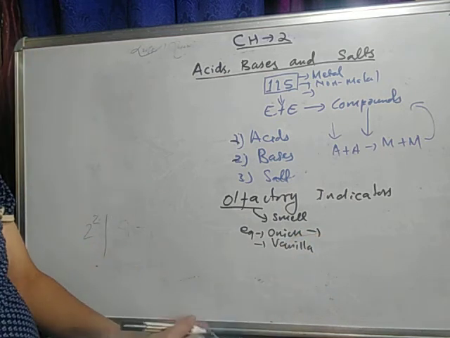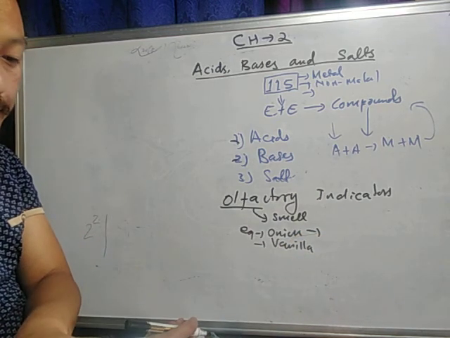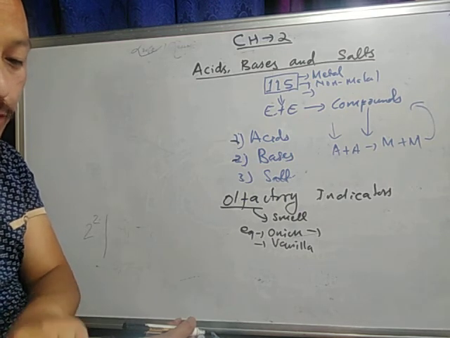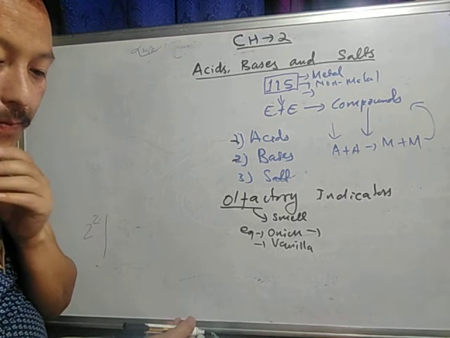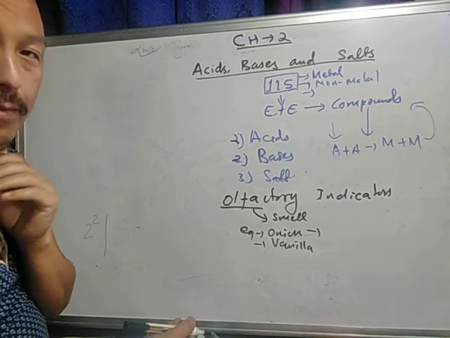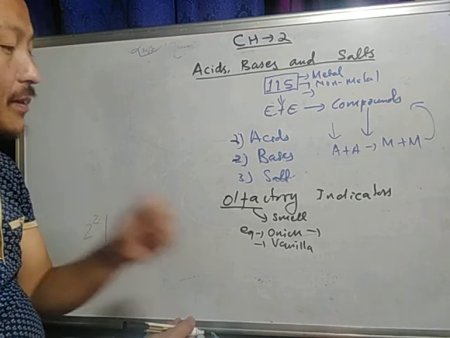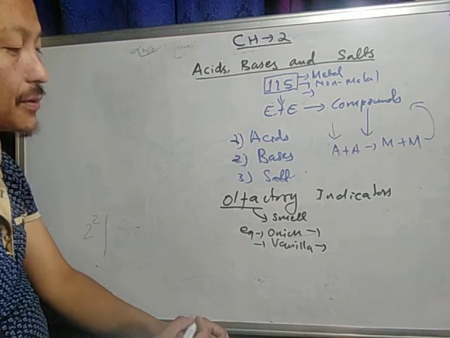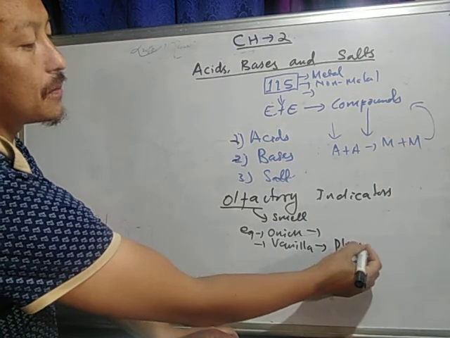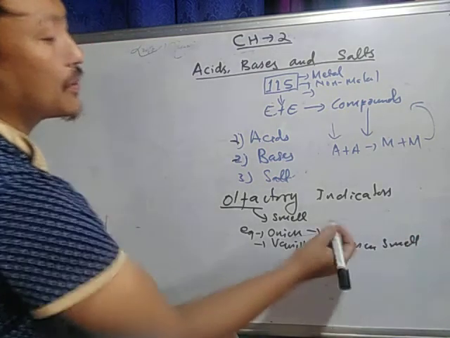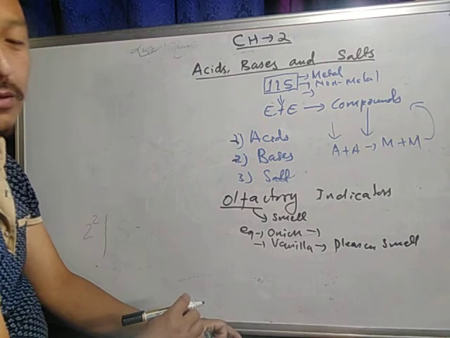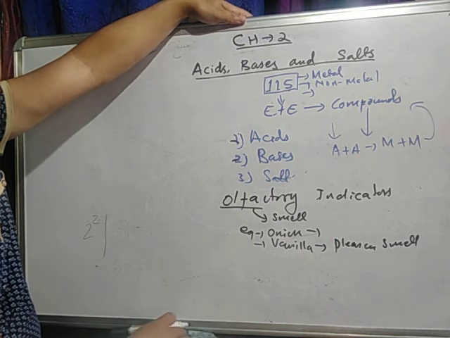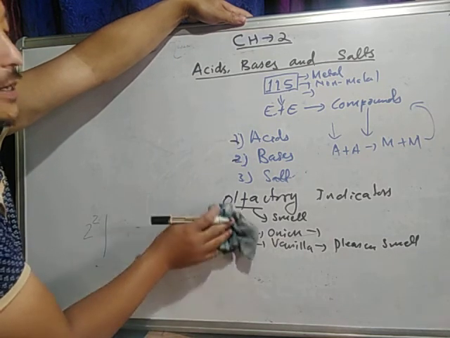What does onion smell like? Onion has a smell, it stinks, isn't it? Similarly, what about vanilla? Vanilla also has a smell, a pleasant smell. Onion has a strong smell, isn't it? So these are the olfactory indicators by the scent. By the smell you can check whether it is acid or base.